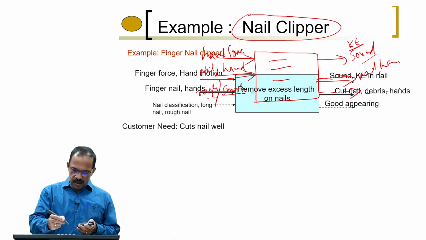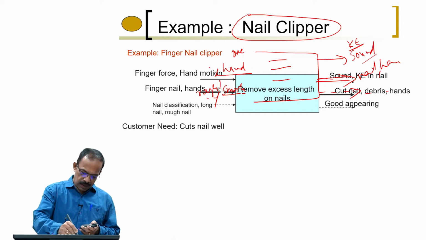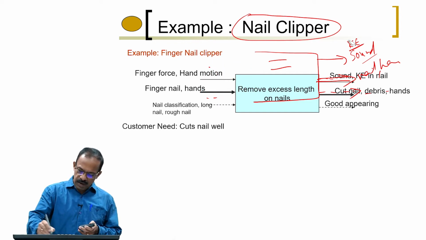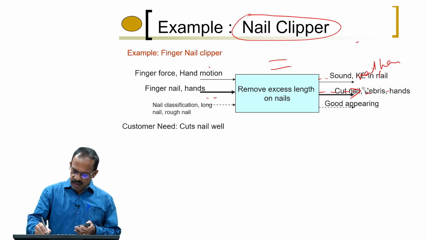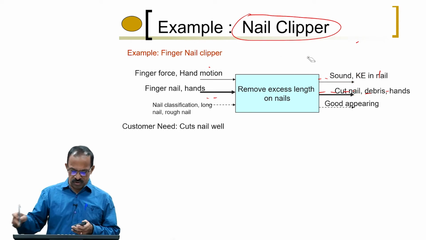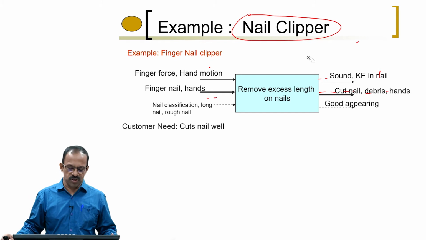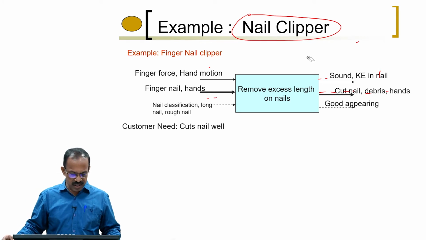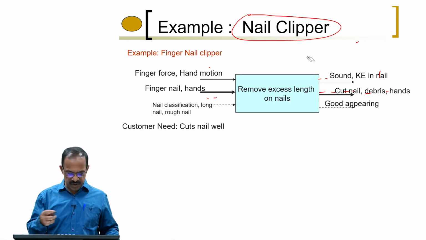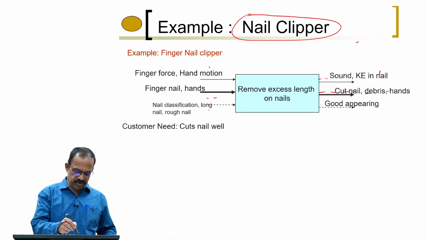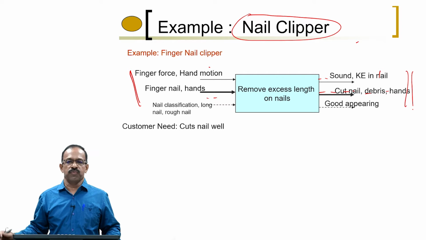So this is the top level function and the flow that we can identify, the input and output flows. You can see finger force, hand motion, finger nails, hands, and the nail classification, long nail or rough nail. These are the input flows and these are the output flows.